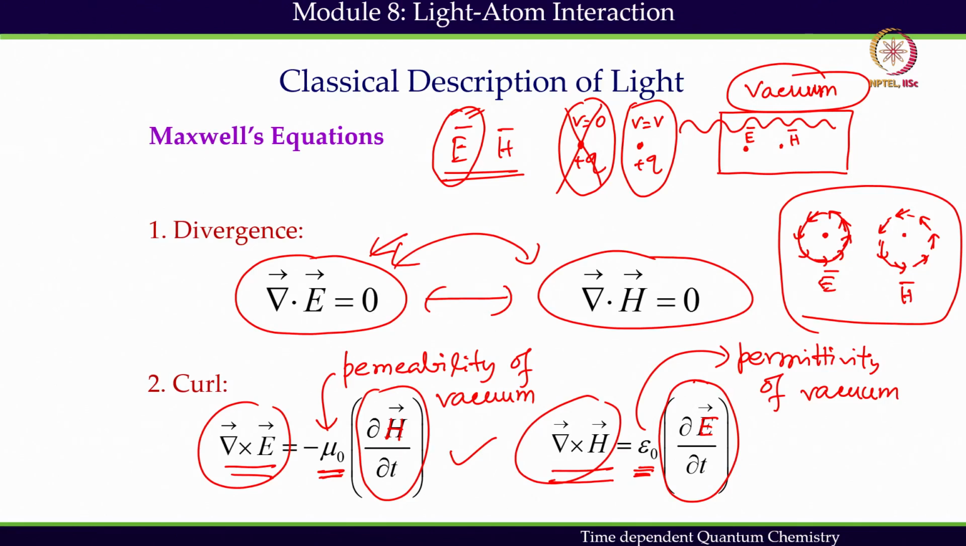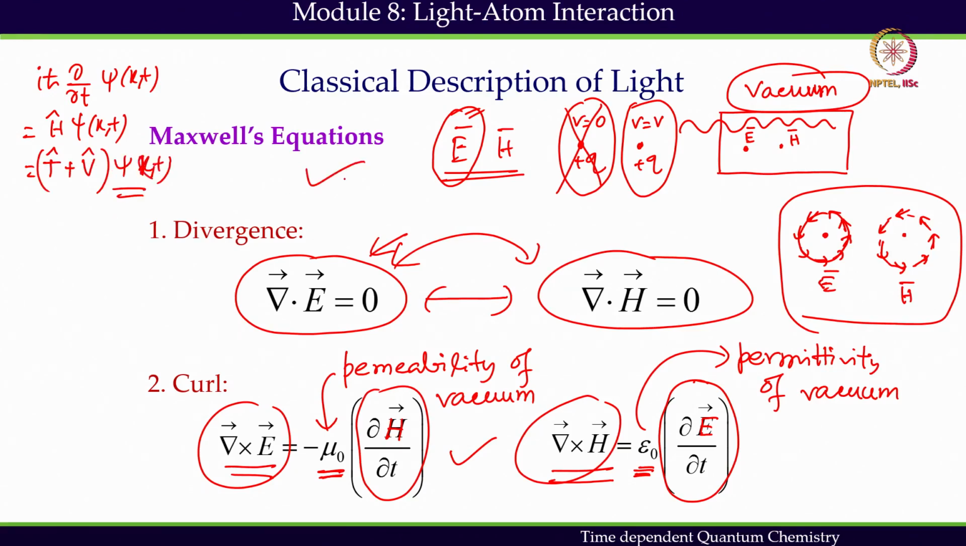Potential terms, instead of field terms, directly enter the time dependent Schrodinger equation. Remember, finally we have to solve the time dependent Schrodinger equation in order to explore light atom interaction. It has the Hamiltonian, and this Hamiltonian has a kinetic energy term plus a potential energy term. It does not have field or force in it.